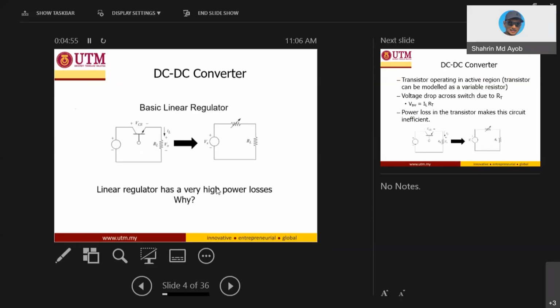So this is the basic linear regulator that I mentioned earlier: a simple integrated chip that you have learned about during your electronics subject. This is a basic linear regulator inside the chip.